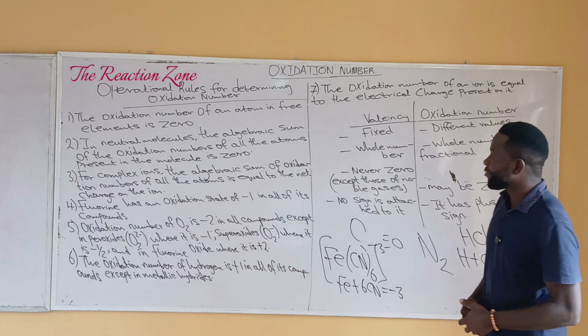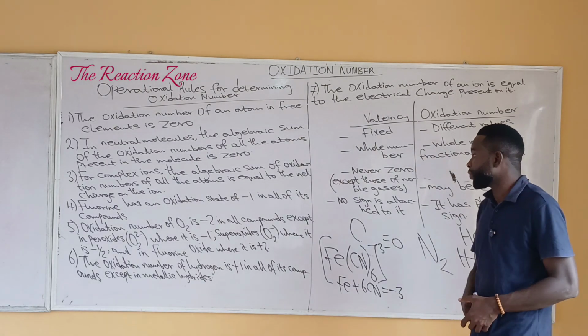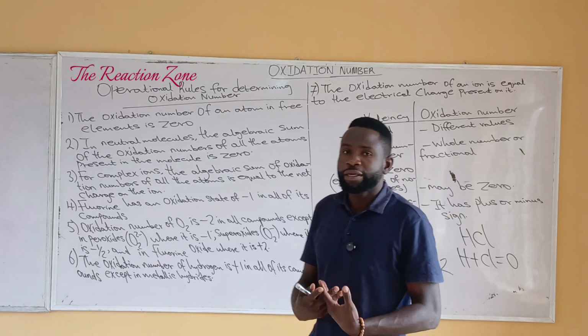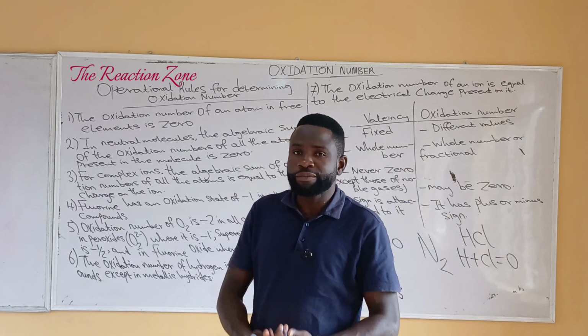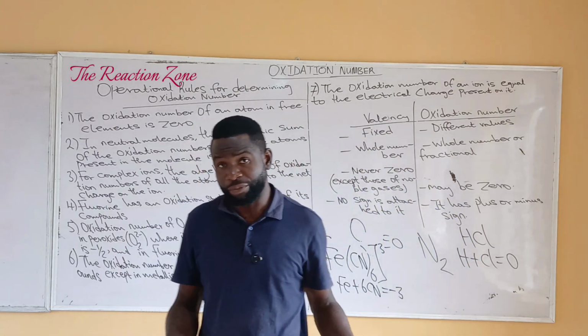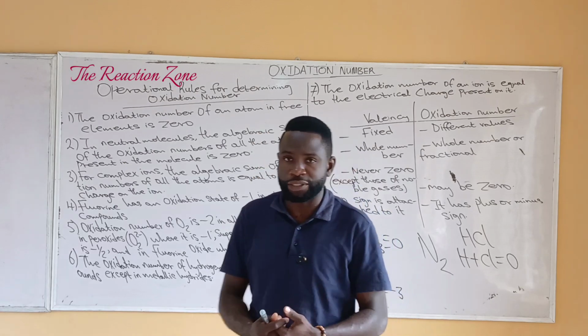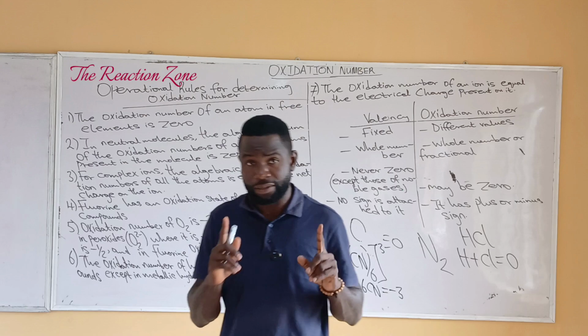The fourth one is that fluorine has an oxidation state of -1 in all of its compounds. This is because it is actually the most electronegative element in the periodic table. So irrespective of the compound in which fluorine is present, the oxidation number is always -1.